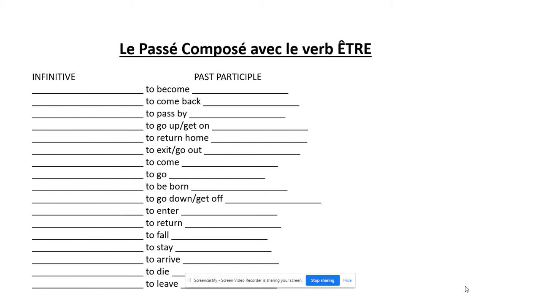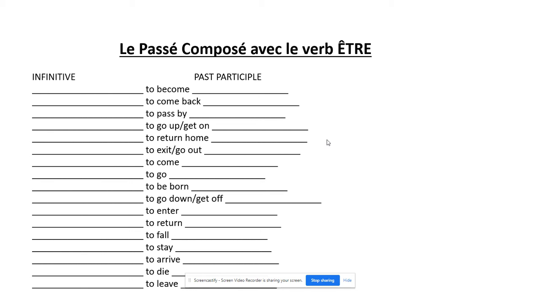We do have a few rebels in here also, right? After we learn how to conjugate regular verbs in the passé composé with the present of avoir, then we move on to our rebels. If you remember, those are the verbs that don't follow those past participle rules. For example, the past participle of avoir was eu, or the past participle of faire was fait, F-A-I-T. So we do have a couple of rebels in here as well.